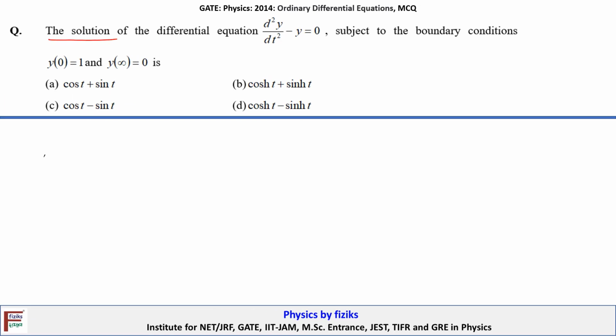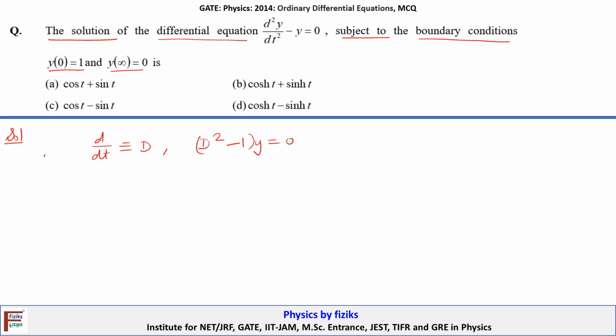The solution of the differential equation d2y by dt square minus y is equal to 0, subjected to the boundary condition y at 0 is 1 and y at infinity is 0, is given by which of the following options. Now solution. This given differential equation can be written in the operator form by substituting d by dt is equal to D, and then this differential equation in the operator form can be written as (D square minus 1) y is equal to 0.